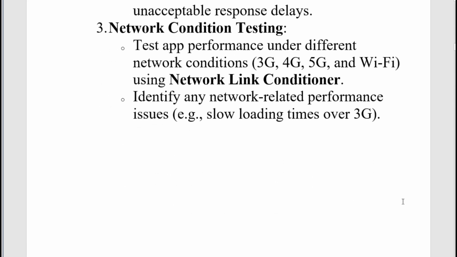Network condition testing. Test app performance under different network conditions, 3G, 4G, 5G, and Wi-Fi, using a network link conditioner. Identify any network-related performance issues, for example, slow loading times over 3G.